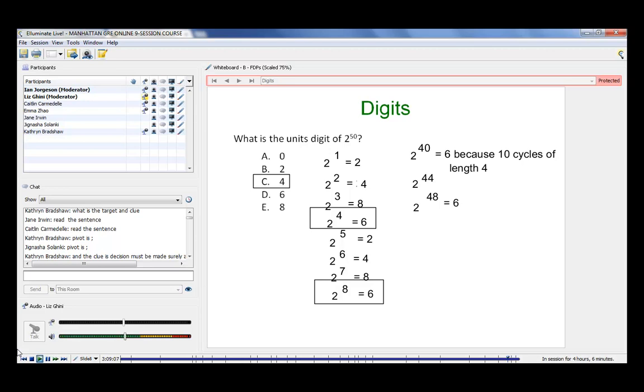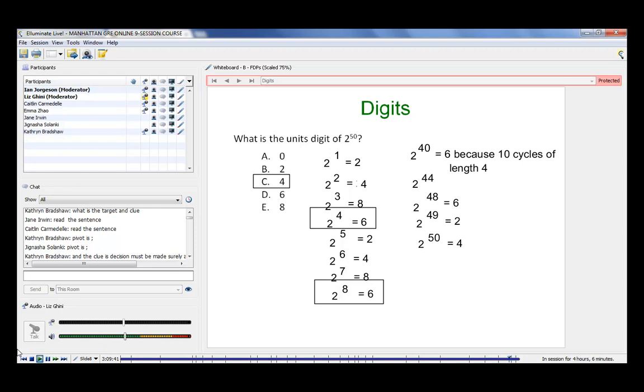So after the 6, all right, where am I going to be? 2 to the 48, what's 2 to the 49th going to be? What's next? What's next after you get a 6? 2 to the 49th? Yeah, okay. That's 2, you guys, great. And then 2 to the 50th, okay, is going to end up at 4, all right?